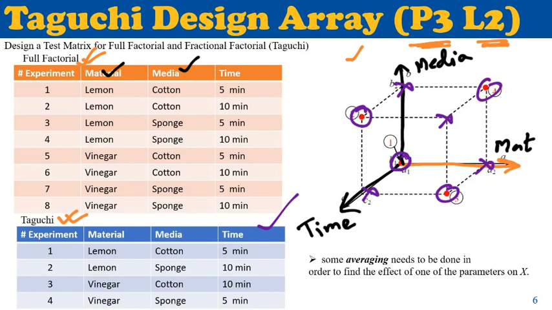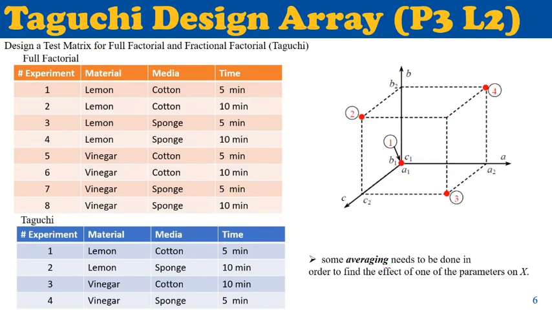Since we reduce the number of tests, we may need to do some averaging in order to find the effect of one parameter on another. One more thing before we move on. In general, for a full factorial test, if you know your number of parameters and number of levels, how many tests you have to run can be determined by L to the power P. So if you have 3 parameters and 2 levels, it will be 3 to the power 2.